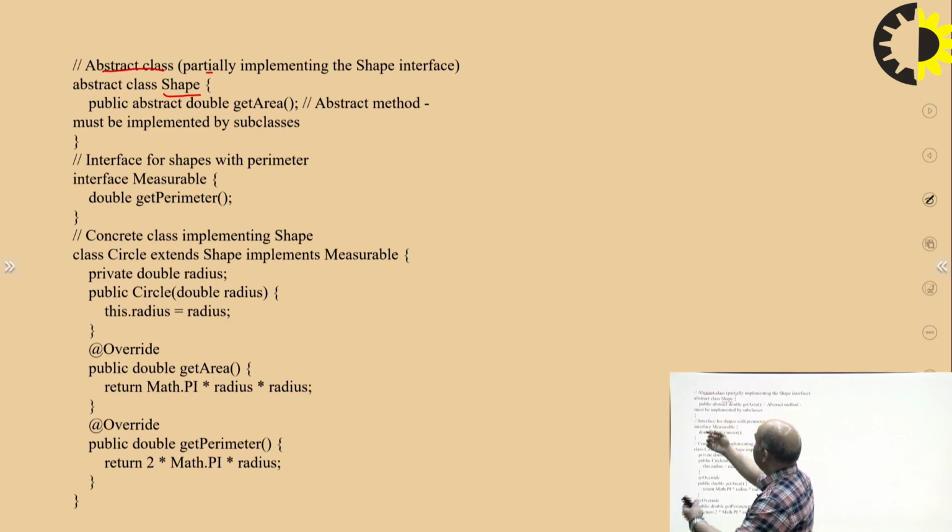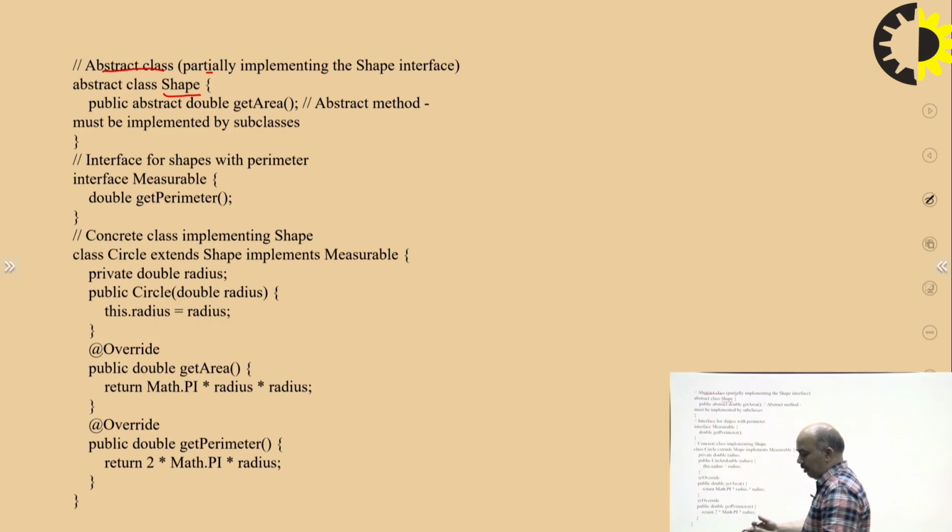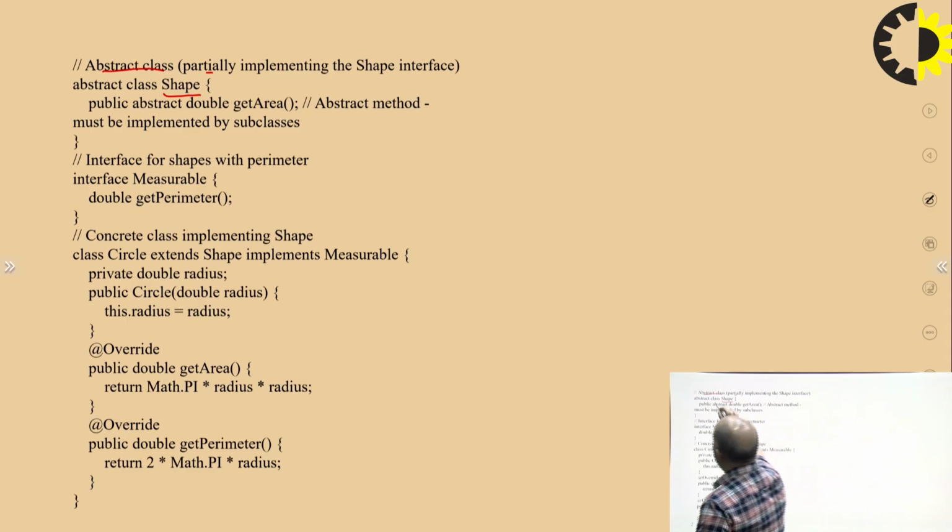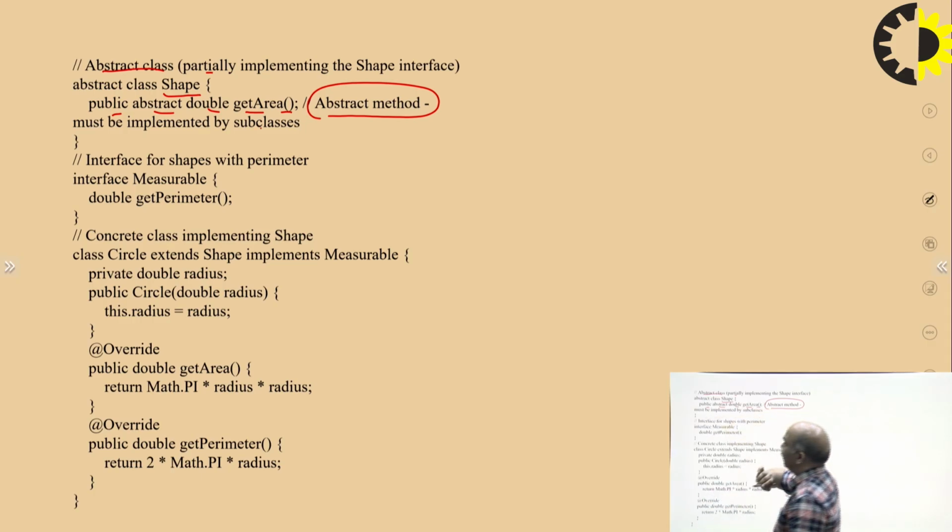Shape is just like an area or an object shape. The abstract class Shape is there. We define public abstract double getArea. This is the abstract method, which must be implemented by the subclasses.